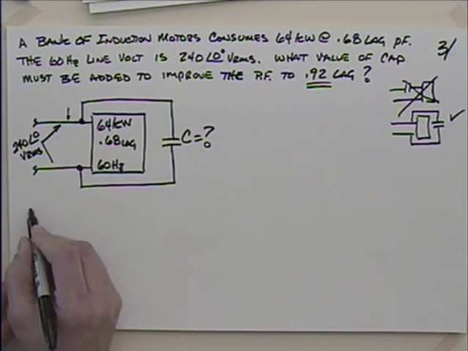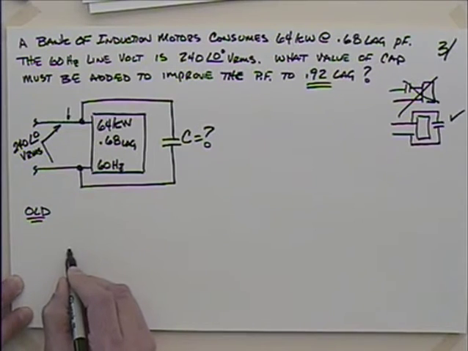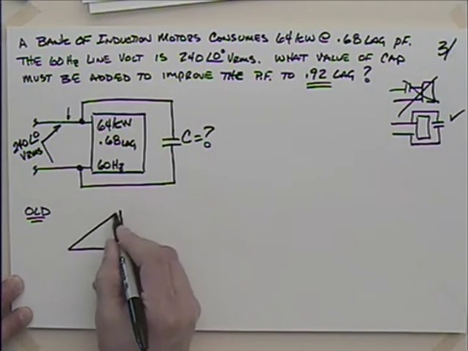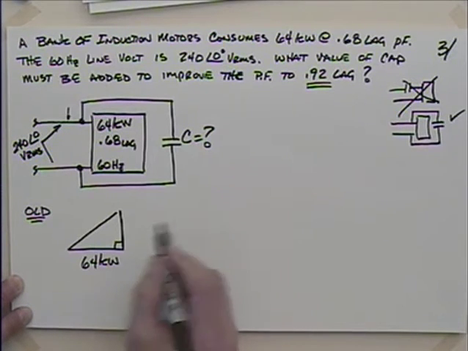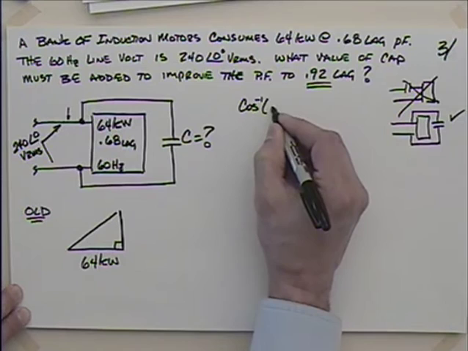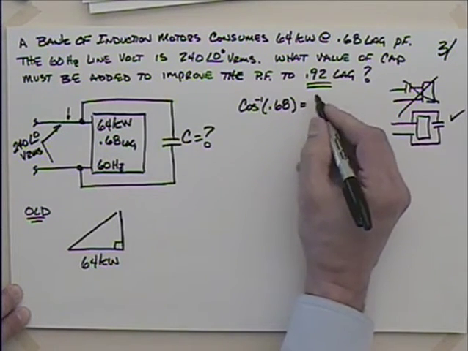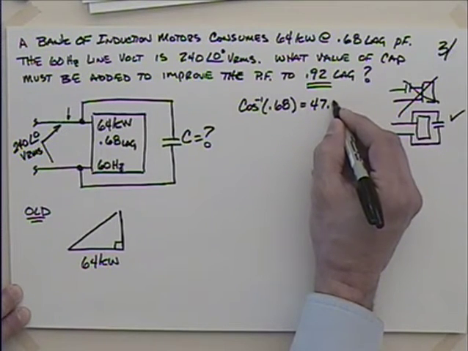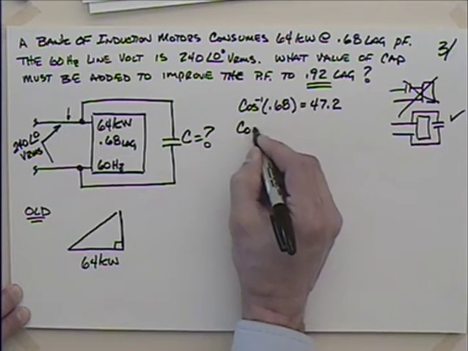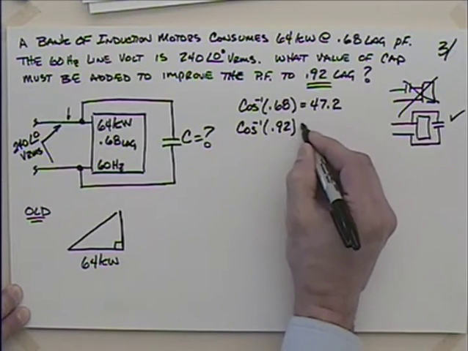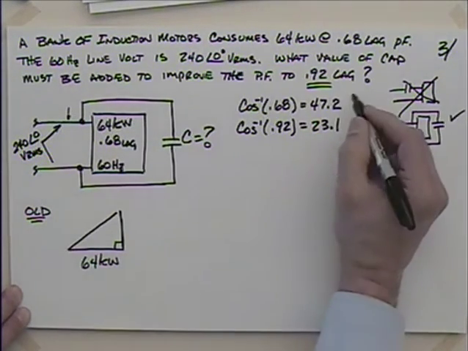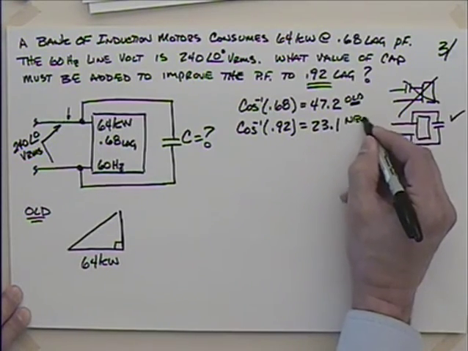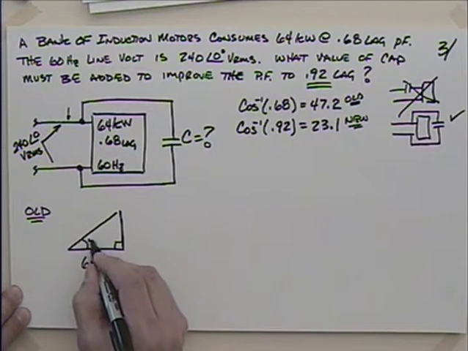So if I talk about the old triangle, what's that going to be? I'm going to have something that looks like this. I know it's inductive. This is 64 kilowatts, right? If I take the arc cosine of 0.68, that gives me 47.2. And while I got the arc cosine button warmed up, I'll do the arc cosine of the new value, 0.92, which is going to be less than that, 23.1. So I know with my old power triangle that this angle in here is 47.2.